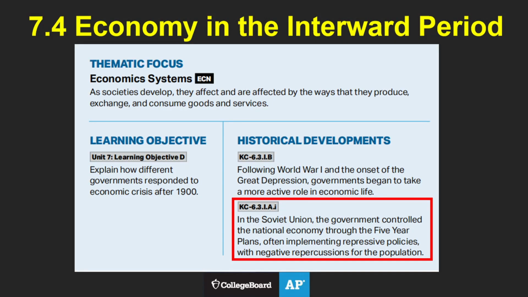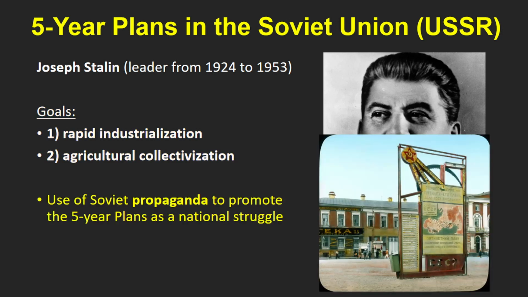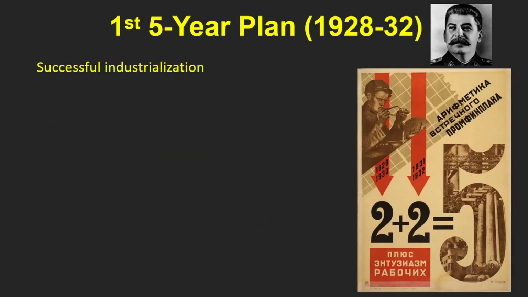Now, the Soviet Union's 5-year plans. By the late 1920s, the country was firmly under the control of Joseph Stalin, who had two main goals for the economy: rapid industrialization and collectivization of agriculture. To pursue these goals, Stalin enacted ambitious 5-year targets, which were promoted with relentless Soviet propaganda that presented these efforts as a national struggle. As for industrialization, the first 5-year plan was largely successful.